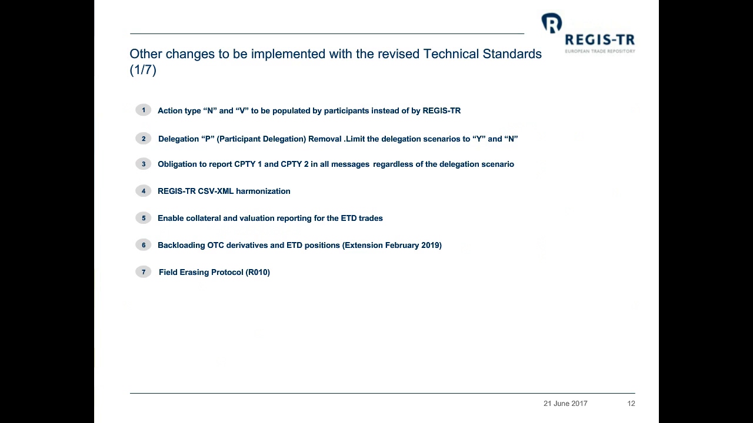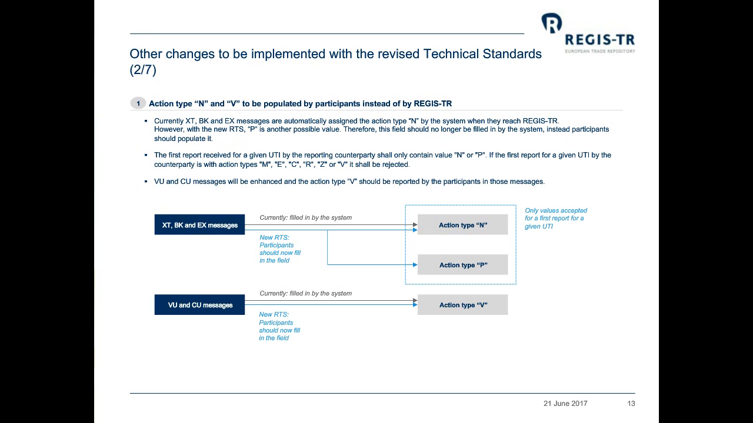Let's go into the next slide, which is the delegation P removal. We have seen that REGIS-TR has right now the participant delegation implemented, which consisted of the limited capacity to modify the data of a certain trade, where one reporting participant had delegated the reporting to another participant. ESMA has stated that the full delegation must be allowed in the reporting. It means that the delegated entity will have the full control of the reporting. So you can see there different scenarios before and after the implementation.